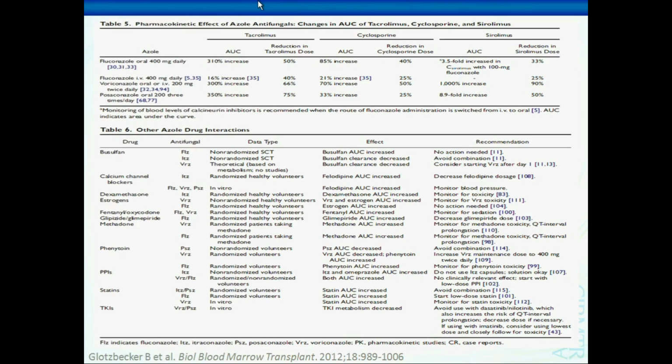The top chart here is looking at the azoles when given with the calcineurin inhibitors and sirolimus. And this is taken from Dr. Glatzbecker's review, and he gives some pretty concrete recommendations on how much to dose reduce both agents and what to follow in regards to that. And again, I'll let you look through these on your own time. I know that it's hard to read from where you're at, and you're probably familiar with many of them, and this would be a 5-hour talk if I went through each one.